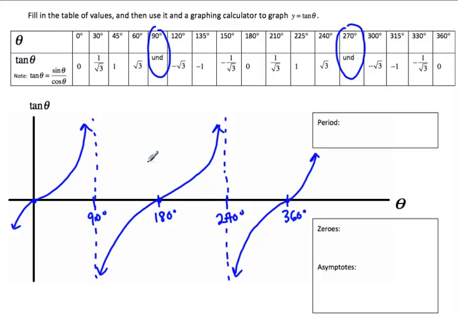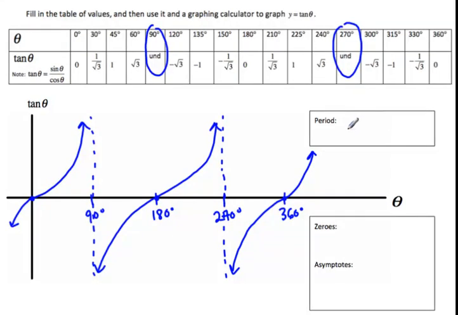Now this looks a little different, as we said, from our sine theta and cosine theta curves, not least because it's not this repeating wave, it's this repeating function that's discontinuous or broken up and has these asymptotes. Also notice that it's repeating more frequently than either the sine theta or cosine theta curves did. Here it's repeating every 180 degrees as opposed to the 360 degrees that those took to repeat. So the period of the y equals tan theta function is 180 degrees.